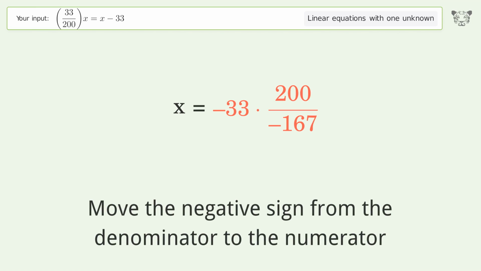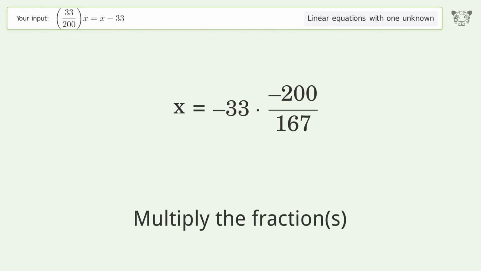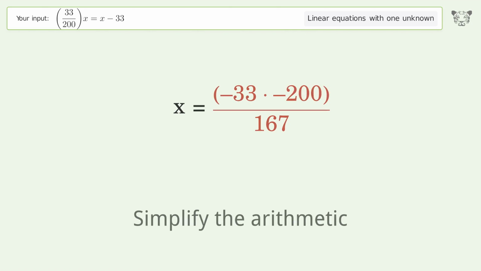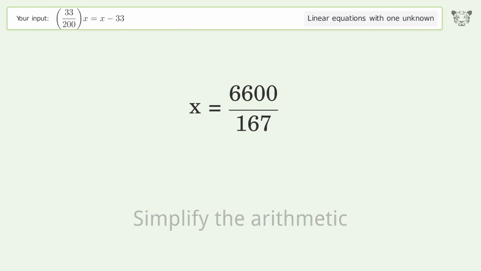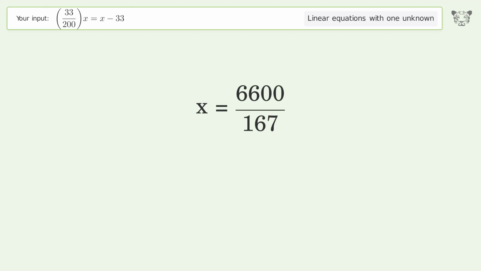Move the negative sign from the denominator to the numerator. Multiply the fractions. Simplify the arithmetic. And so the final result is x equals 6600 over 167.